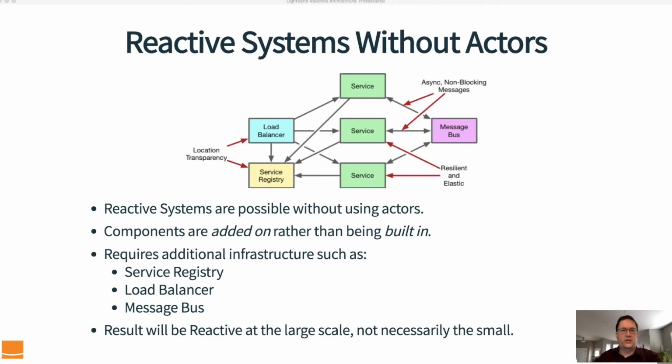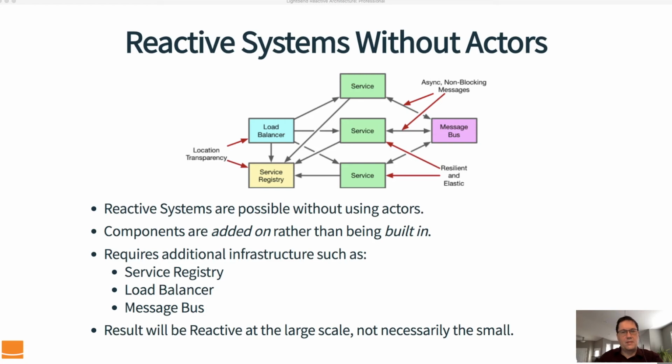Now, what if we wanted to build a reactive system without actors? How would we do that? It's still completely possible. We're not going to imply that you need the actor model in order to build a reactive system. So in this diagram, we have our services, and they are stuck behind a load balancer with some sort of service registry. So this gives us location transparency. When we talk to the load balancer, we don't know how many machines our service is deployed across. We don't know how many instances of the service there are. We don't know where they live. We're just talking to the load balancer. So we get some location transparency through that.